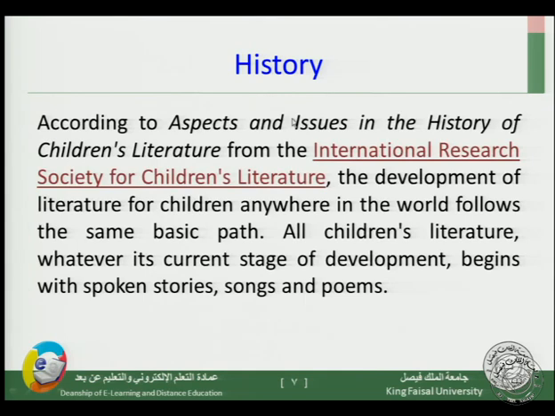This is a book called Aspects and Issues in the History of Children's Literature from the International Research Society for Children's Literature. There is a point of view here. What does it say? The development of literature for children anywhere in the world follows the same basic path. All children's literature, whatever its current stage of development, begins with spoken stories, songs, and poems. Like the novel, like poetry, like drama. Before poetry and drama and the novel, there were oral productions, like spoken stories, songs, and poems.